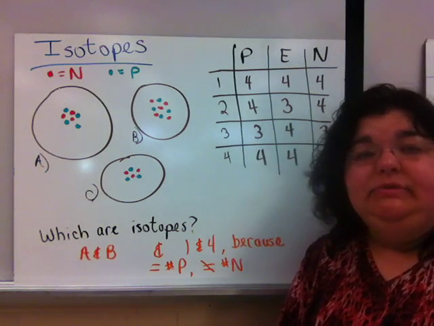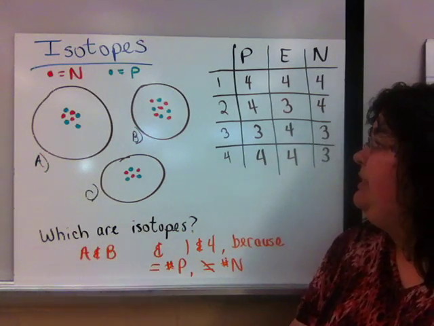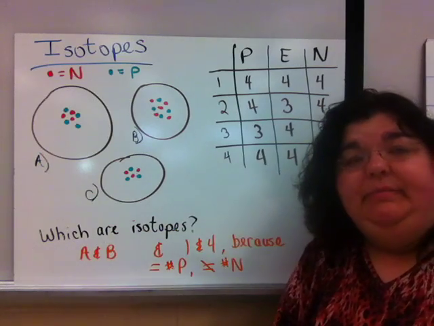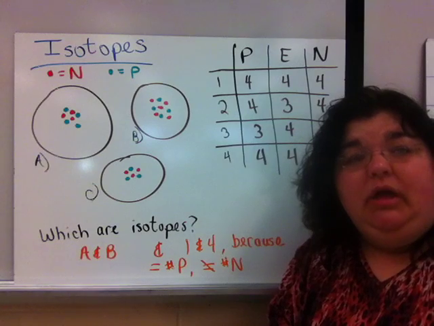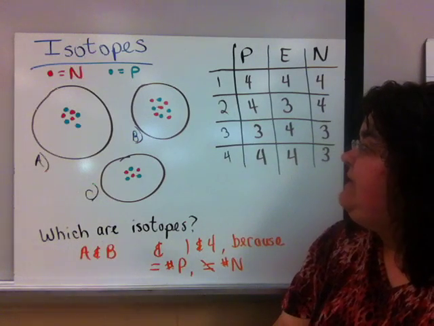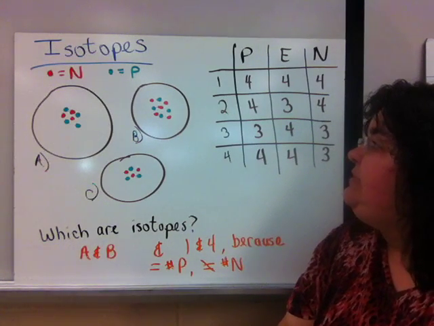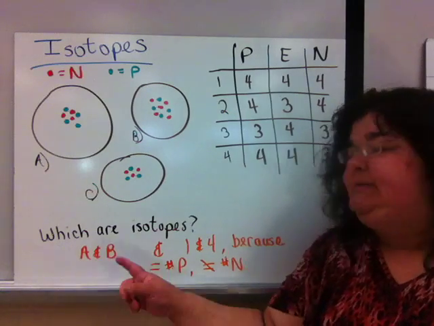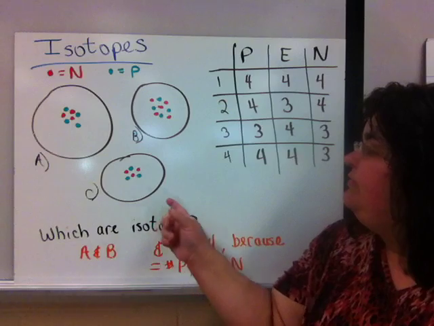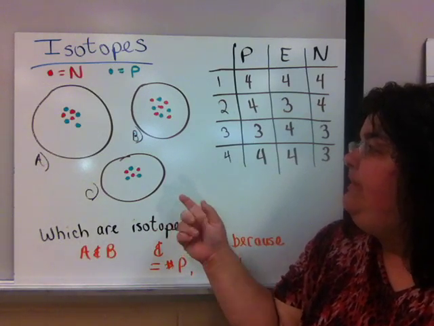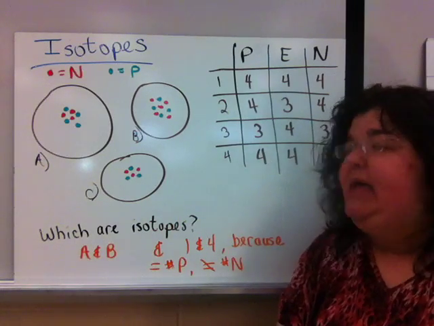Some common examples of isotope problems are on the board. In the first type of problem, they might give us three different structures that are drawn and tell us that the red dots are neutrons, the green dots are protons, and then ask us which are isotopes of each other. So my answer for this problem would be found by counting up the dots.